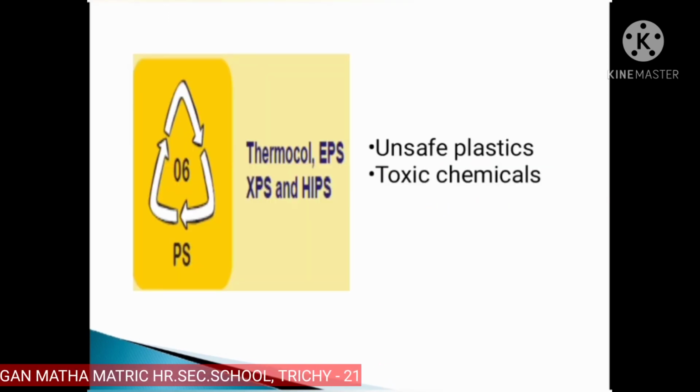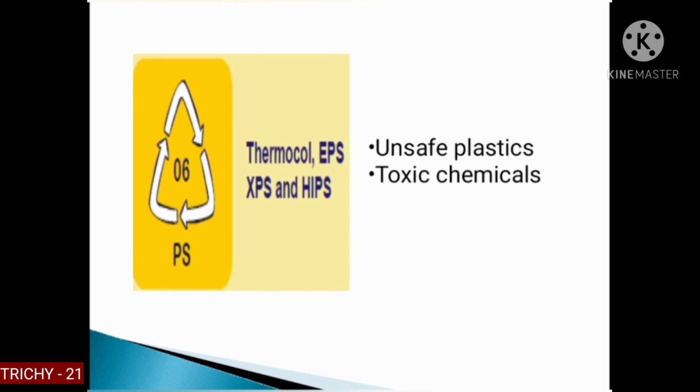Then resin code 6: thermocol, EPS, XPS and HIPS. This type of plastic is used in pens, rulers, throwaway tea and juice cups, plates and cutlery, and toys. It is one of the unsafe plastics as it has toxic chemicals. Most PS in the world is made for one-time use, throwaway food and drink packaging. So it is unsafe plastic.